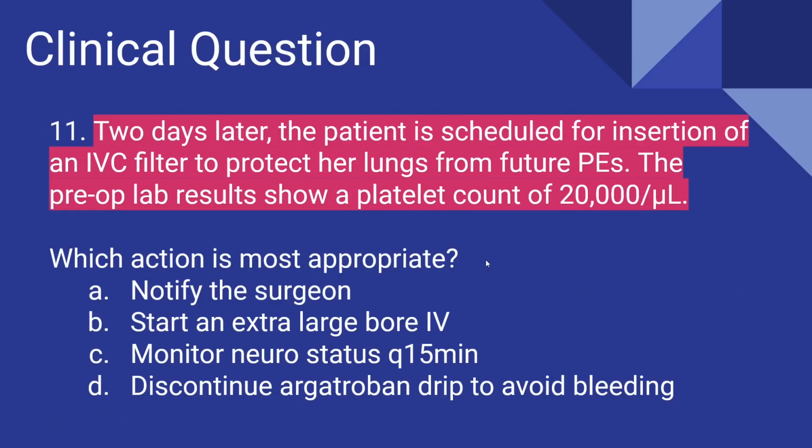Two days later, that same patient is scheduled for insertion of an IVC filter to help protect her lungs from future PEs. But the pre-op lab shows a platelet count of 20,000. So what would be the most appropriate with a platelet of 20,000 and a scheduled surgery?